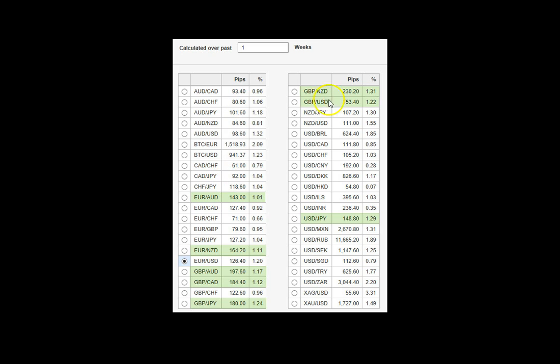So I've looked at the ones that have pretty much moved the most, and you can see that the pound crosses in particular have really stood out, and have stood out since Brexit, in fact. But you'll notice here, pound New Zealand dollar is a good example of that. And I'm going to concentrate on the pound New Zealand dollar because out of all of them, it has been the one which has moved the most. So here, 230 odd pips for the entire week on average, and that's a 1.31% average for that particular week for this cross.